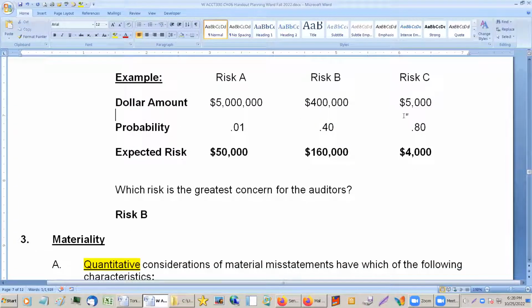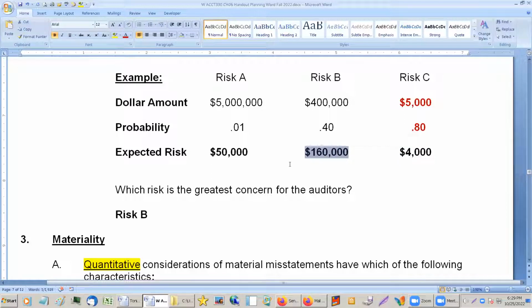Okay, well, what about C? C has an 80% probability. Why isn't that one the greatest concern? Dollar amount is less than A and B. Yeah, it's a relatively small amount compared to these other two. Even though it's likely it's going to happen, it may not even be material. Even if it does happen, it may not make any difference.